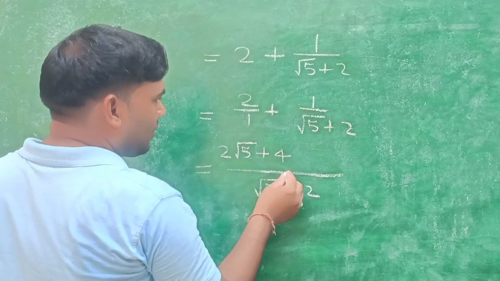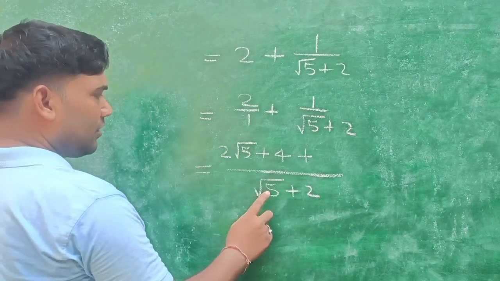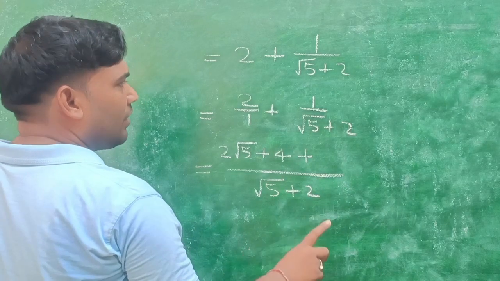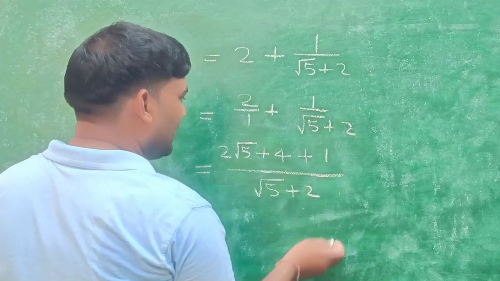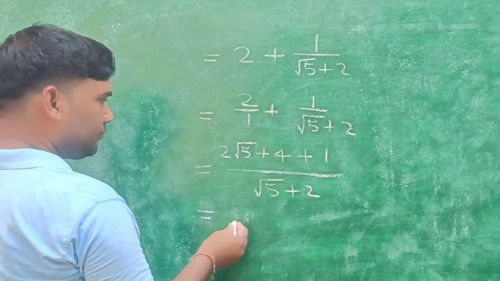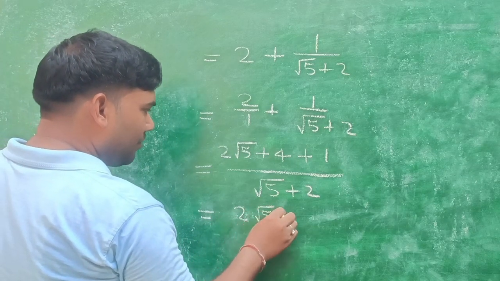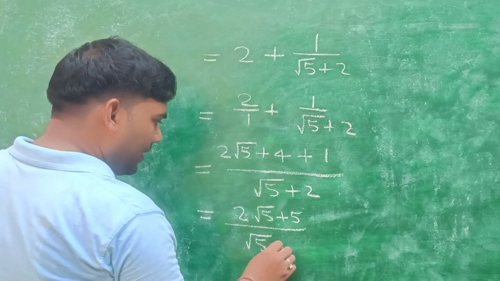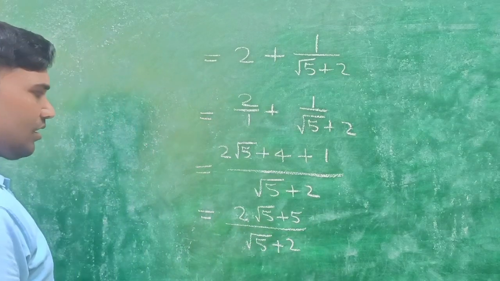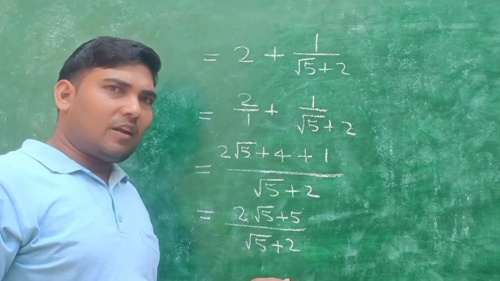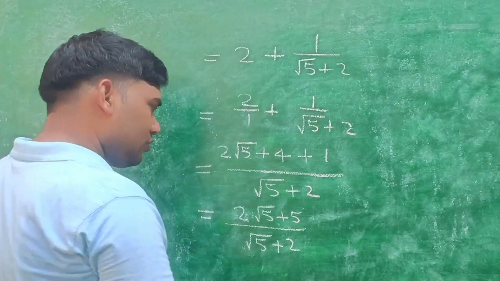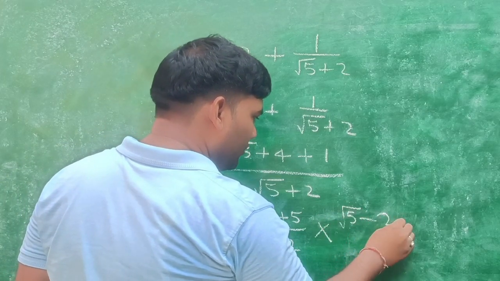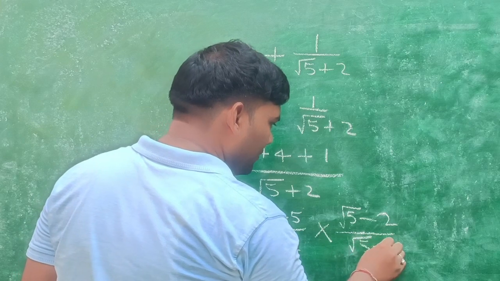plus 4. Now put the plus sign, and now we will divide this root 5 plus 2 by root 5 plus 2. Then we get 1, and 1 will multiply with 1. So here will be 1. Now the next step will be 2 root 5 plus 5 by root 5 plus 2. Okay, and here we will rationalize the denominator. So we can multiply with root 5 minus 2 by root 5 minus 2.